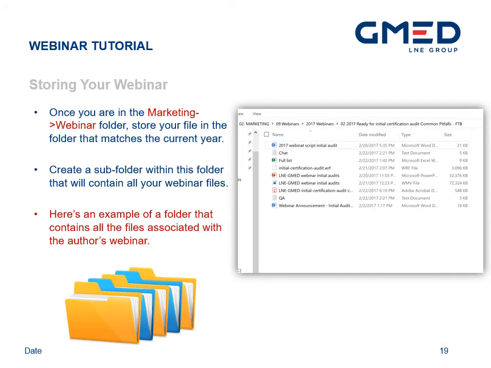Once you're in the webinar folder under marketing, you then want to store your file in the folder that matches the current year. If you haven't already, create a subfolder within this year's folder that will contain all of your webinar files. Now, we looked at this earlier. This is an example from a webinar from 2017 that has all the files for that given webinar. And this is where you would put your PowerPoint presentation. It should accompany your webinar announcement and all the other files that are still yet to be created after this one.